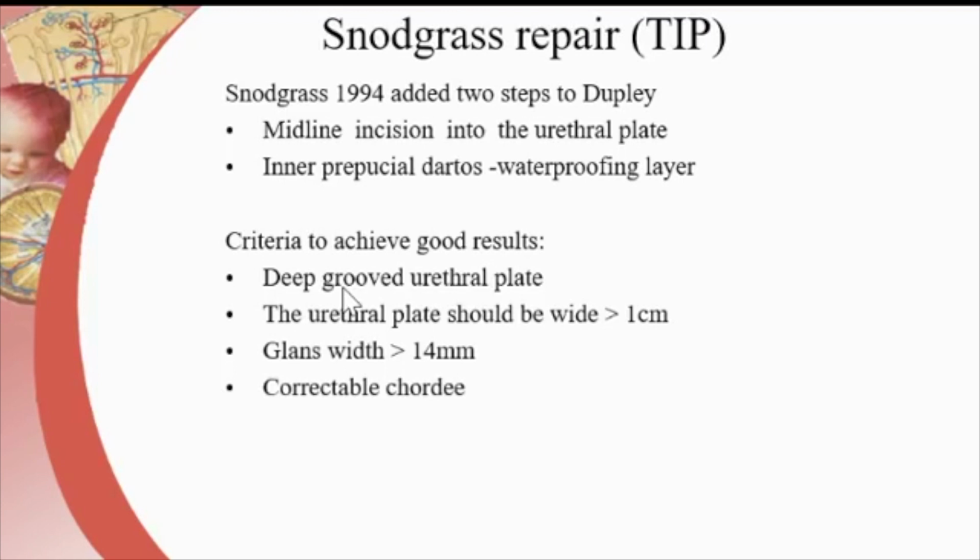Obviously, how it's going to heal, whether it is going to heal with scarring, these are the problems, and some of them develop urethral stenosis. We'll come to that later. So the criteria to achieve good results for a Snodgrass repair is you should have a good urethral plate. The urethral plate should be wide, more than 1 centimeter, and the glans width should be more than 14 millimeter, and the chordee should be correctable. If these are all there, then you can have a successful Snodgrass repair.